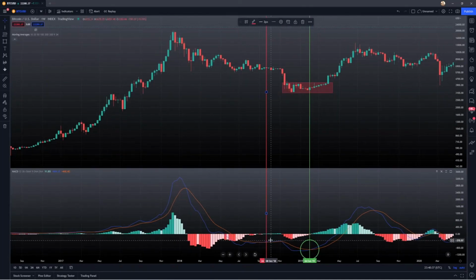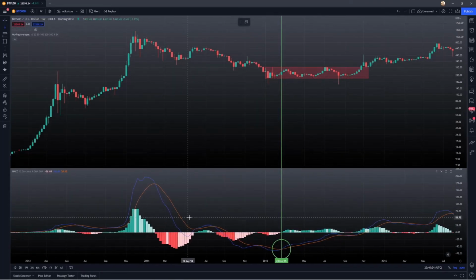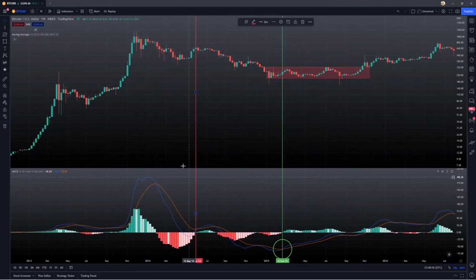We had this fake out in September of 2018. The blue line crossed back above the orange. It's a little bit hard to see. It barely crossed it, but it still did. And it still was this kind of failed move back above. So we had a fake out in the bear market of 2018. And then we had another one a little bit more severe here in June of 2014.